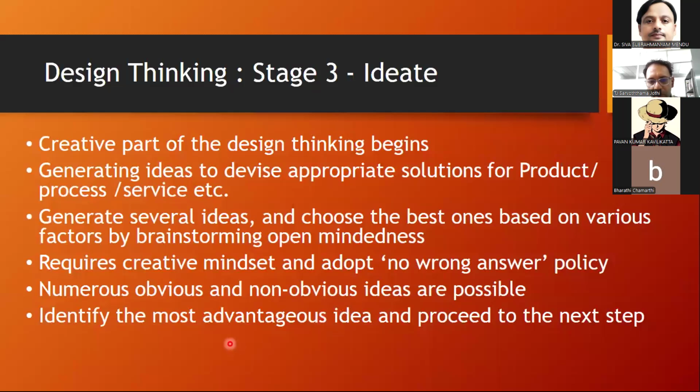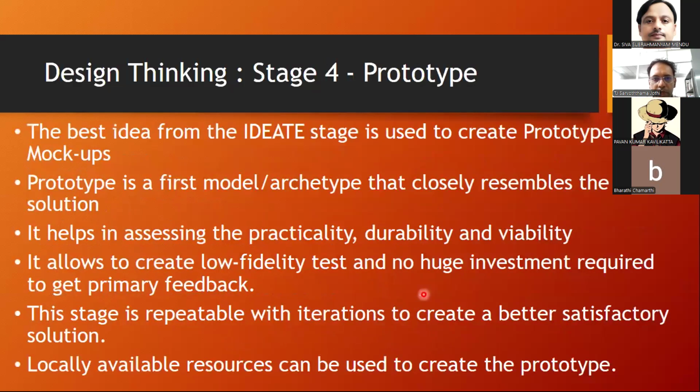Okay, we should converge to the most advantageous idea. So that will come up with the next stage, the prototype. Once we converge to the best possible idea, then we go to the making of a prototype. A prototype is a first model or archetype of the solution or the product. So, the first model of the product.